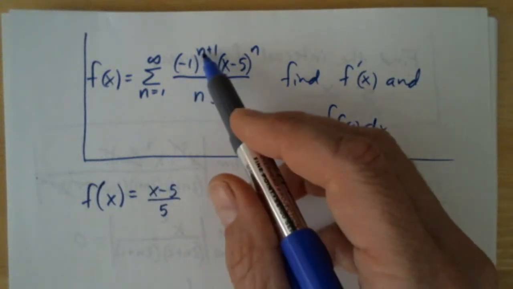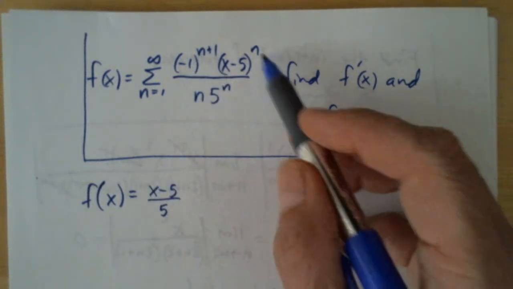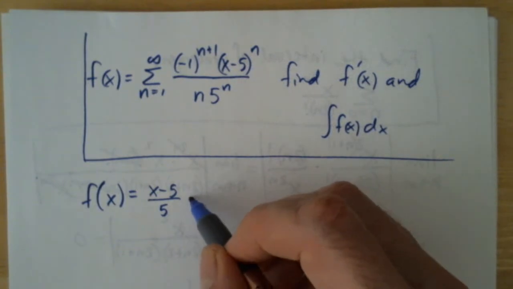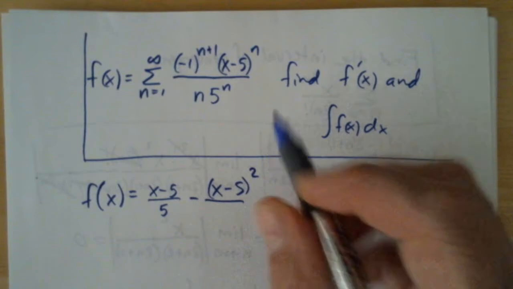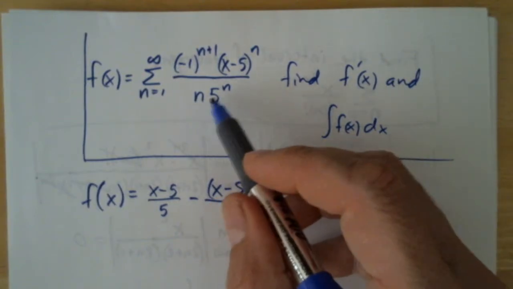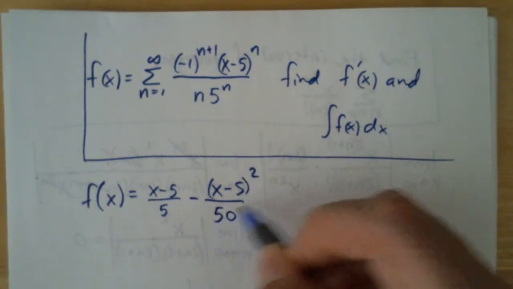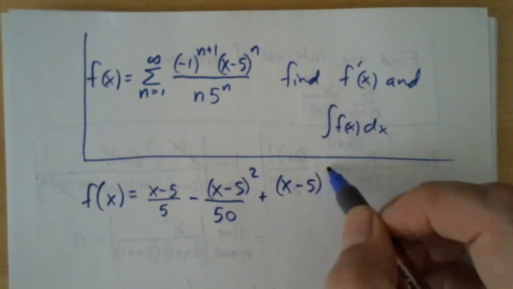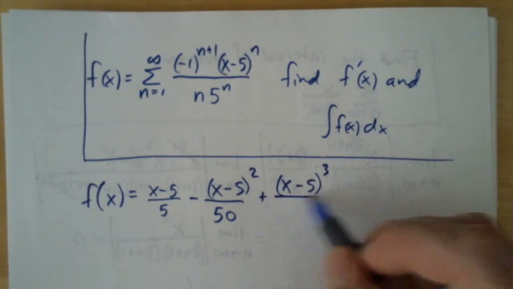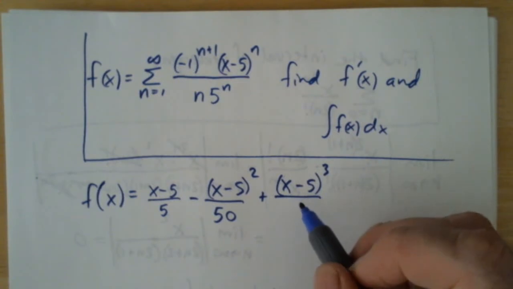Let's put a 2 here, so we get a negative. Put a 2 here, and we're going to have x minus 5 squared. And then put a 2, we get 50 in the denominator. We'll have x minus 5 cubed, and that'll be 375.